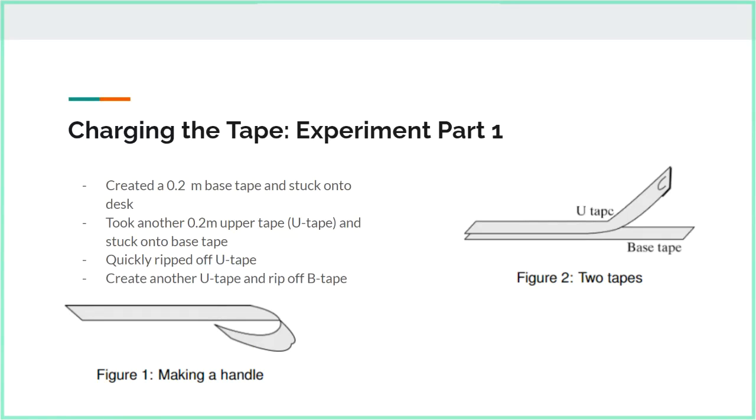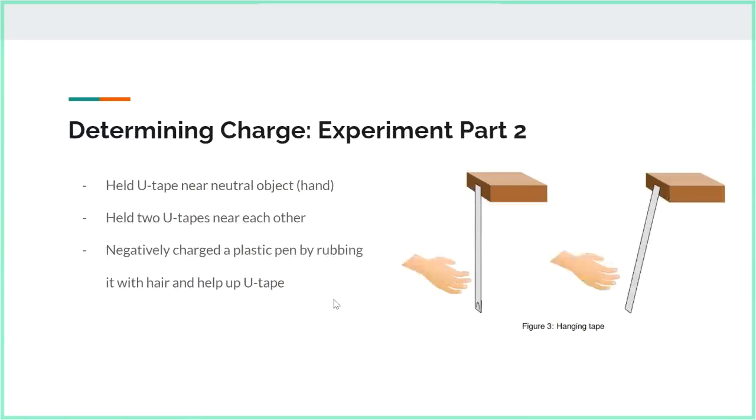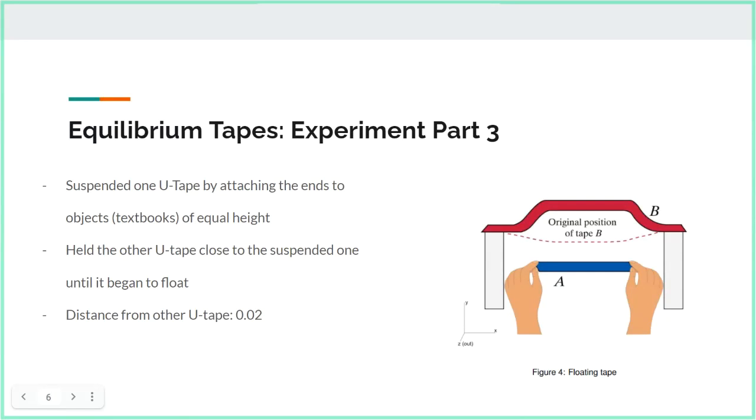I tested to see if the U-tapes were charged by holding them near my hand, which was a neutral object. I held the two U-tapes towards one another to make sure they were still charged, and I charged a plastic pen by rubbing it on my hair and held it up to the U-tape to determine if it was positively or negatively charged. Finally, I placed one of the U-tapes between two tables and began to slowly move the other U-tape closer to it. I stopped when the top U-tape began to float and measured the distance. This particular part of the experiment allowed us to calculate the excess charge on the tapes.